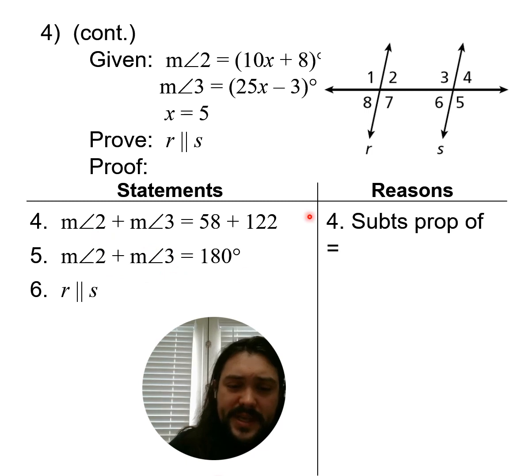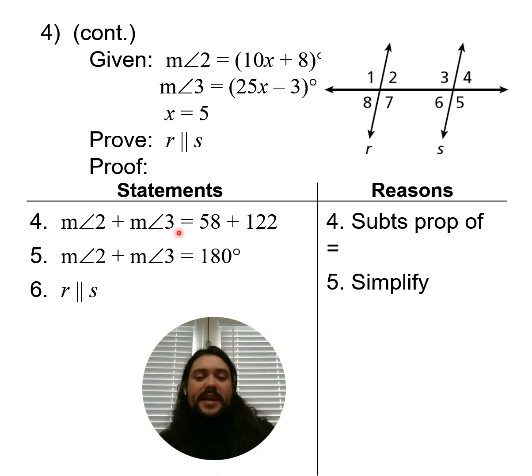We know that those add up, so 58 plus 122 simplifies to equal 180. Now this is the one that I said I probably wouldn't really do that often. I would probably find another one, but for our example here, this is what we're doing.